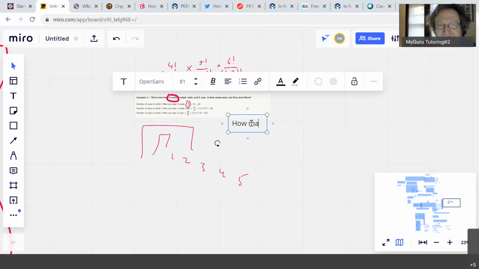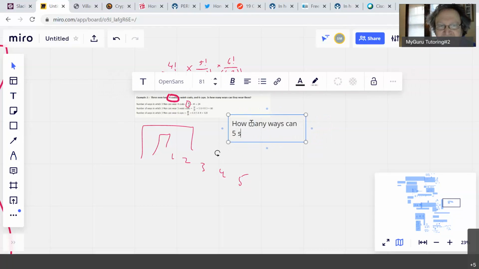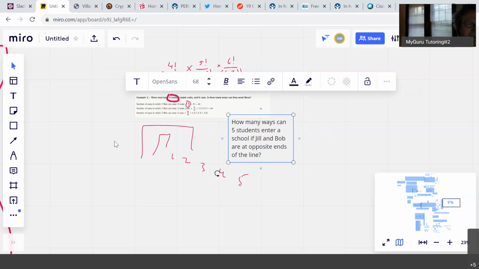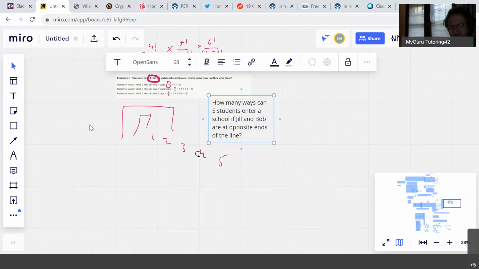How many ways can 5 students enter a school if Jill and Bob are at opposite ends of the line? All right. If you've been studying this for any amount of time, you start to see they keep coming up with more and more creative ways of coming up with these restrictions. What does this mean? Well, normally it would be simply 5 times 4 times 3 times 2 times 1, right?